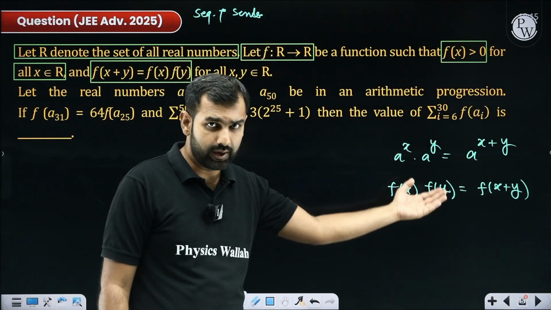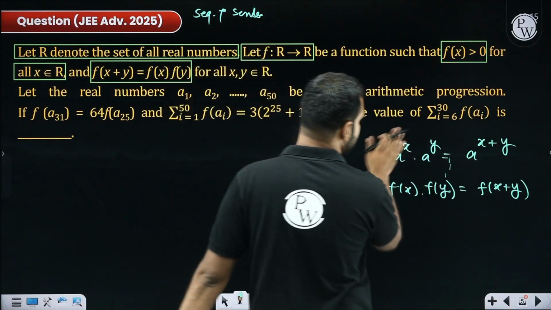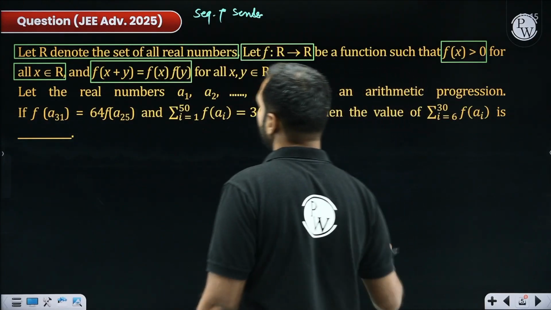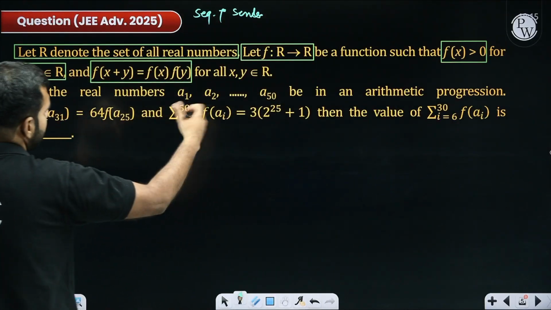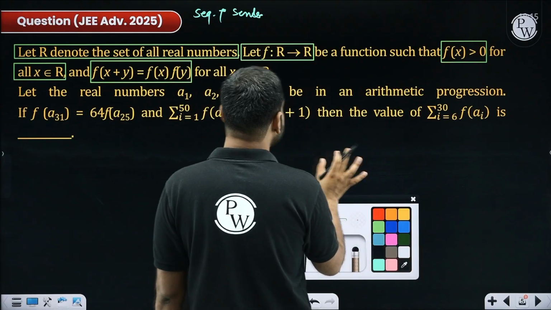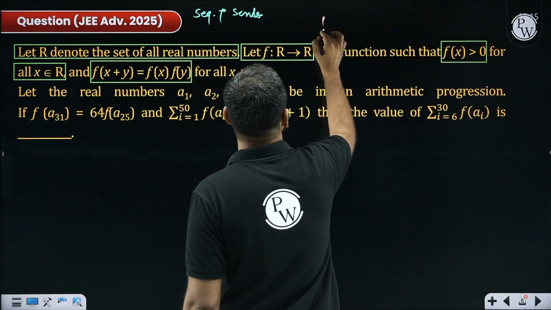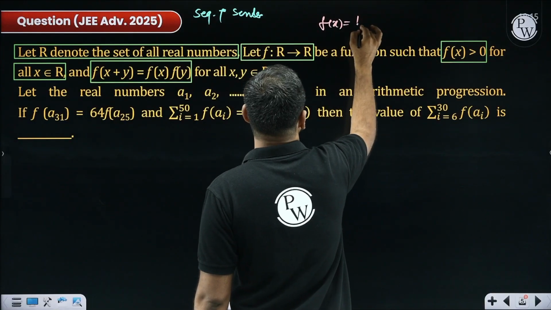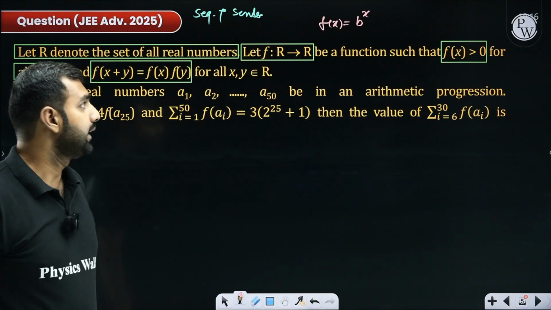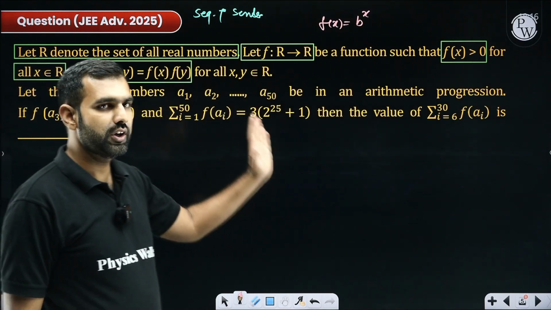Here it's wise that I can take f of x as a to the power x. Although a is already reserved by them as a1, a2, a3, so it's better that I take it as b to the power x. I hope b is not used by them. So I'm here taking f of x as b to the power x. And yes, it fulfills that condition, that f of x is clearly greater than 0. So that assumption I'm proceeding with.